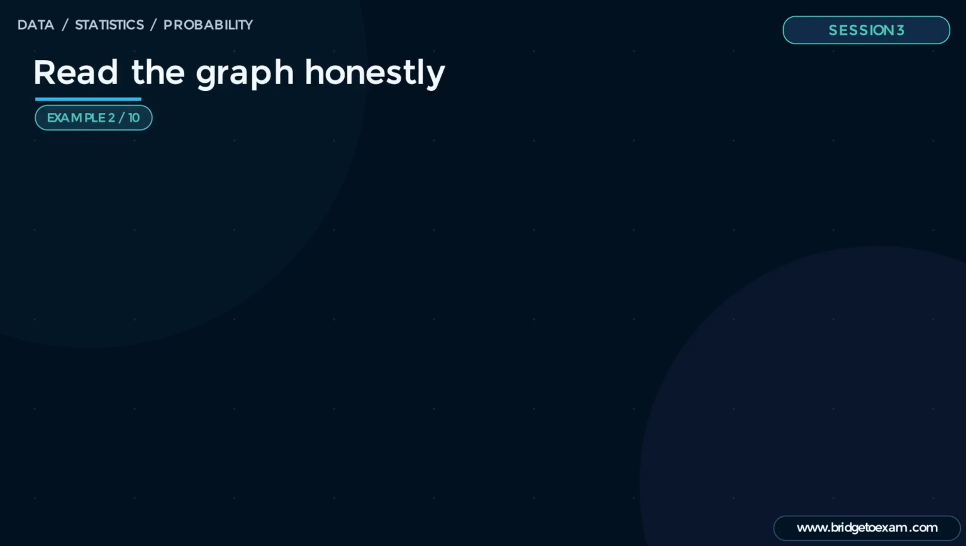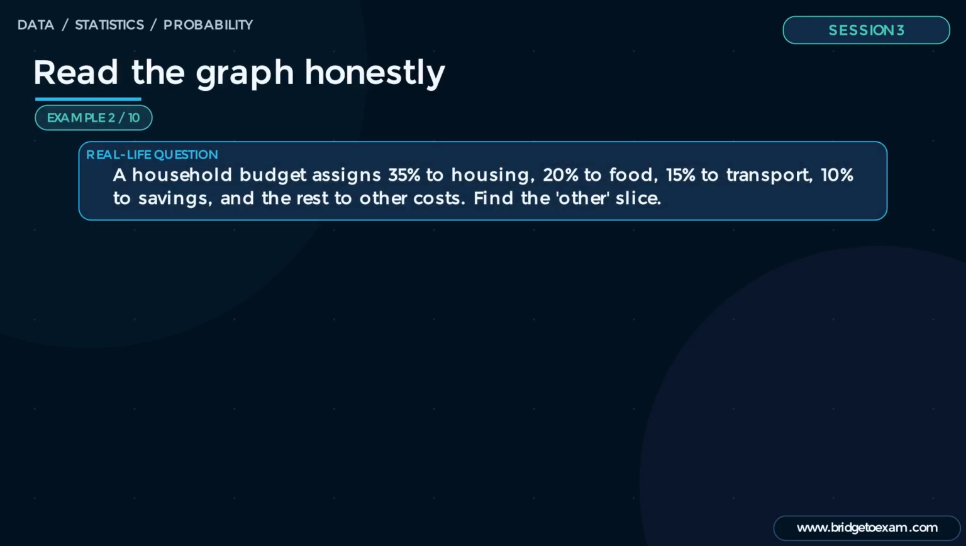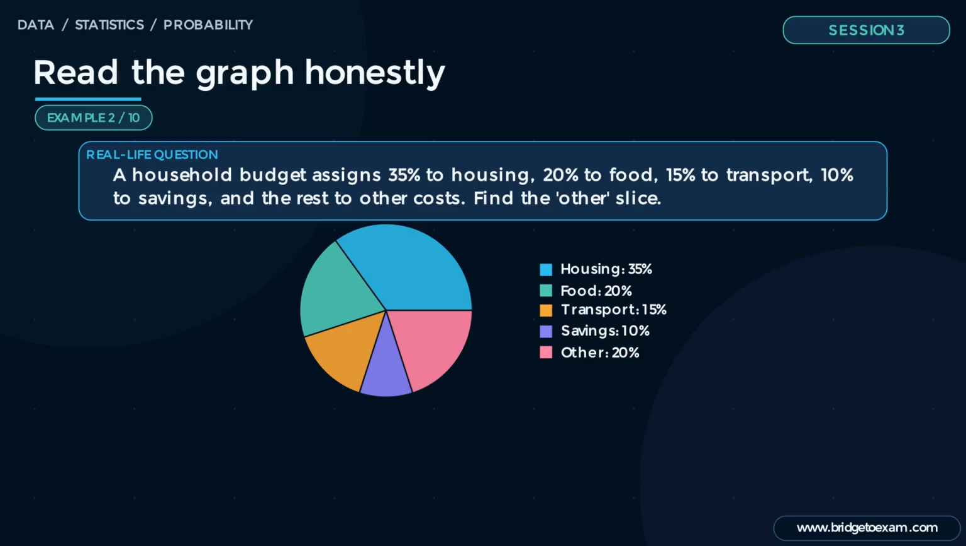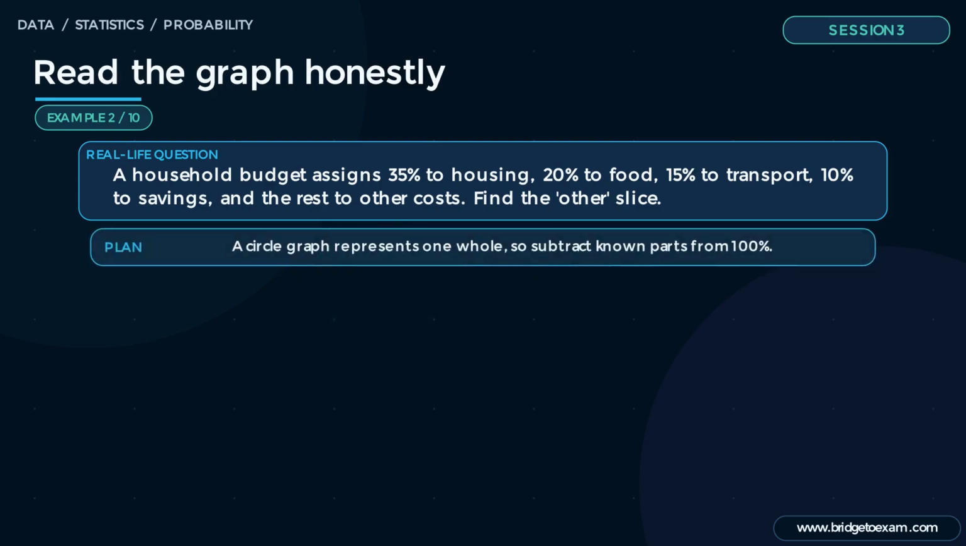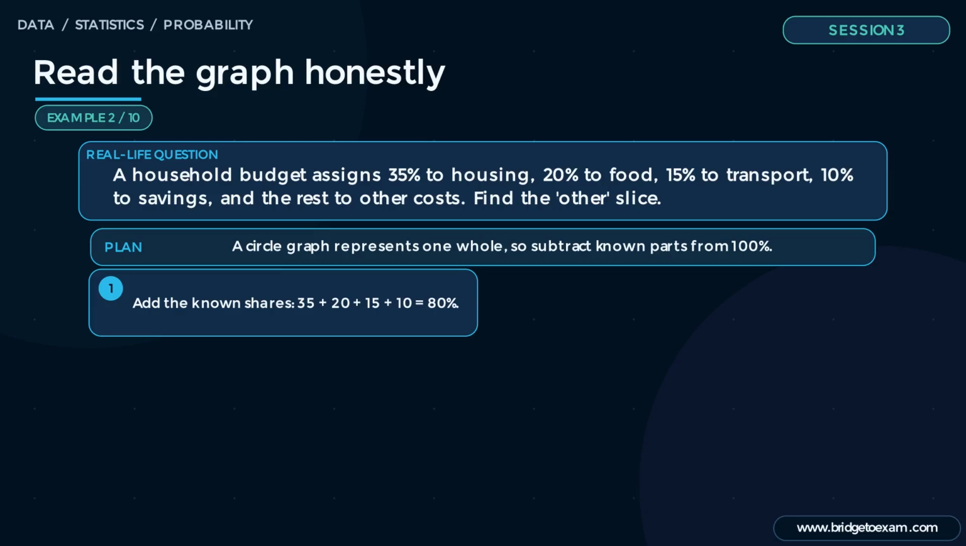Example 2. A household budget assigns 35% to housing, 20% to food, 15% to transport, 10% to savings, and the rest to other costs. Find the other slice. Plan. A circle graph represents one whole, so subtract known parts from 100%. Step 1. Add the known shares. 35 plus 20 plus 15 plus 10 equals 80%.